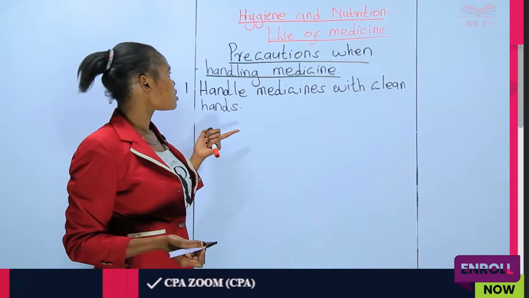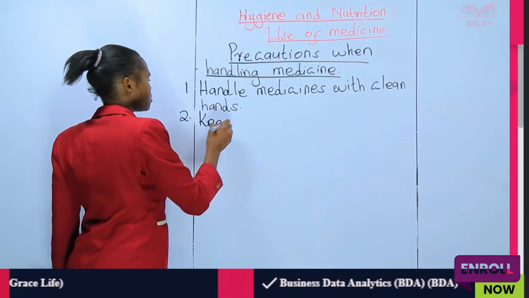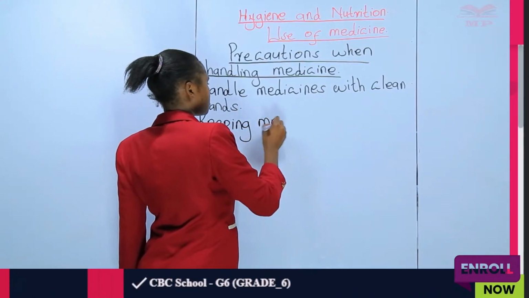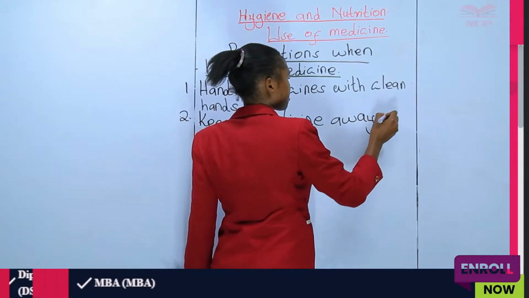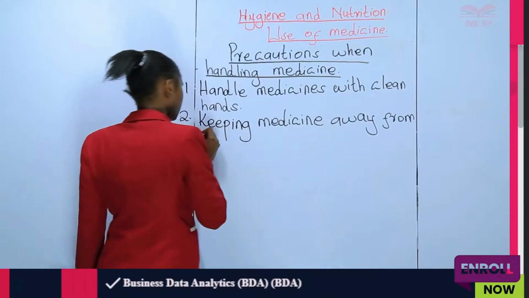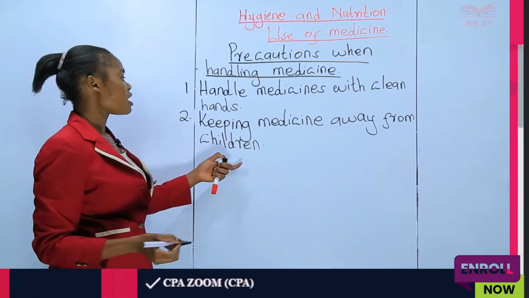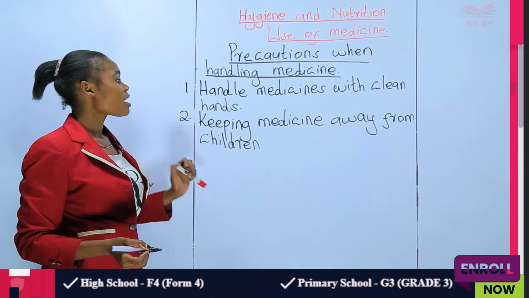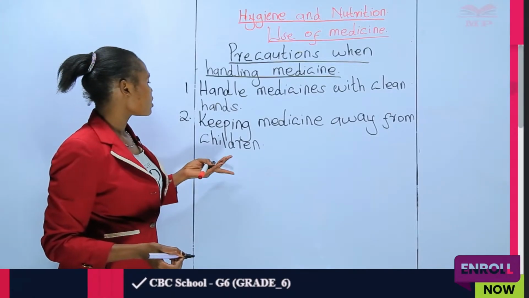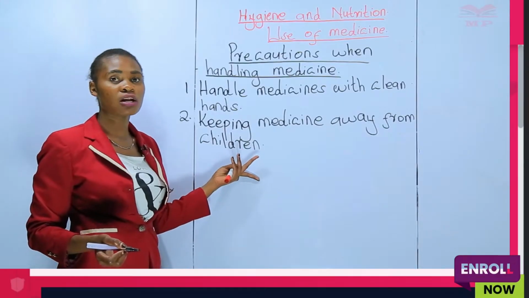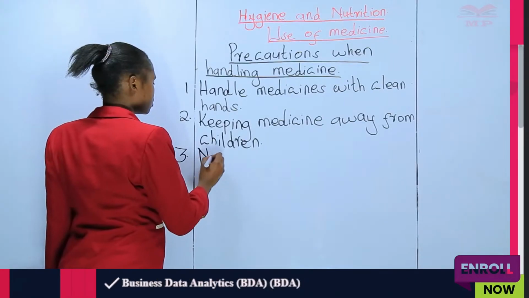Another thing you are supposed to observe when handling medicine is keeping medicine away from children. Children are very playful at home, and when you do not store your medicine well, they are going to get the medicine and even play with it or take it instead of following the instructions. So keep all medicines away from children. Then another precaution that we observe when handling medicine is not sharing medicine.